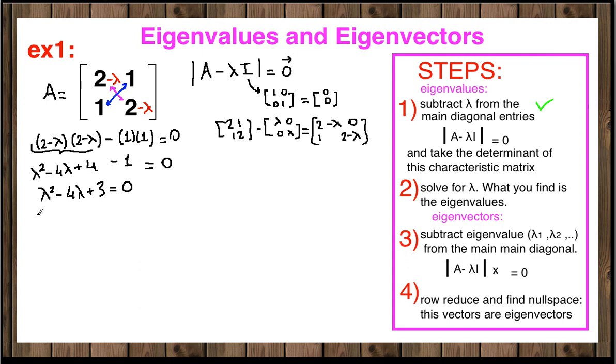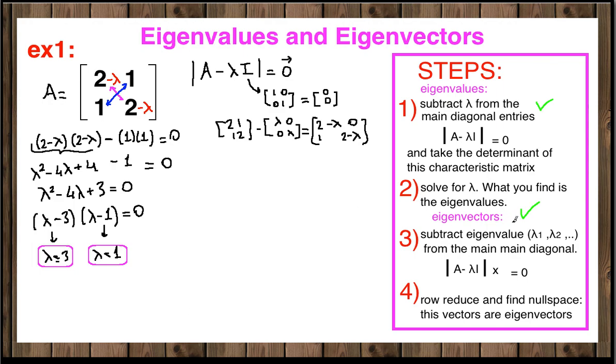Now we need to solve for lambda. This is quadratic, so we can factor it. No, it's going to be lambda minus 3 times lambda minus 1, because negative 3 times negative 1 is positive 3, and negative 3 plus negative 1 is negative 4. So this is the correct factoring. Now if we solve for lambda here, lambda equals 3, and here lambda will be equal to 1. So these are our eigenvalues. So step 1 and step 2 are finished, which helped us to find the eigenvalues.